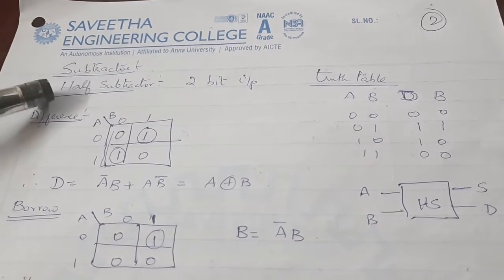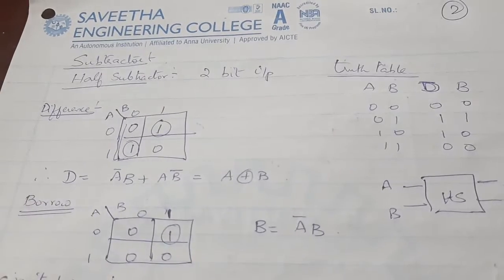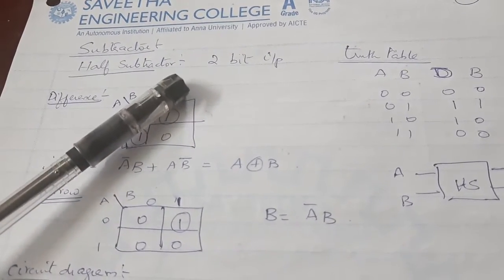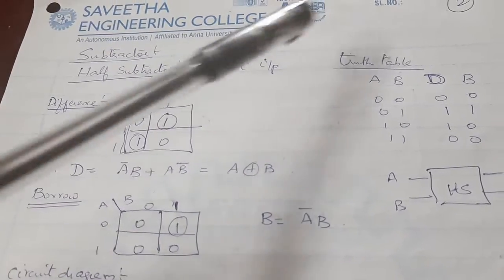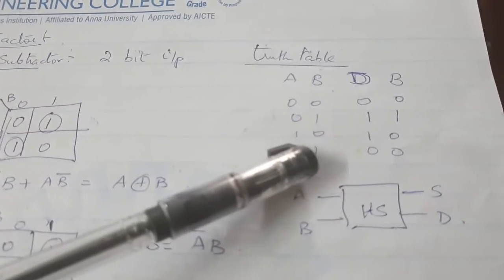The second application is going to be on subtractors. Again, we are going to go from 2-bit and slowly increase to 3-bit. Half subtractor is 2-bit information. Here the information difference is going to be the output on the truth table, with AB inputs 0 0, 0 1, 1 0, 1 1.